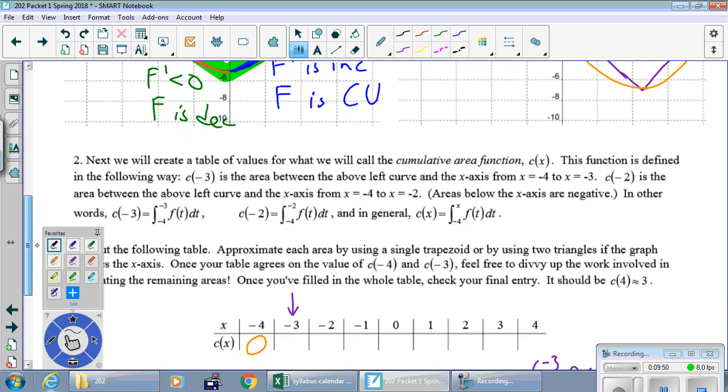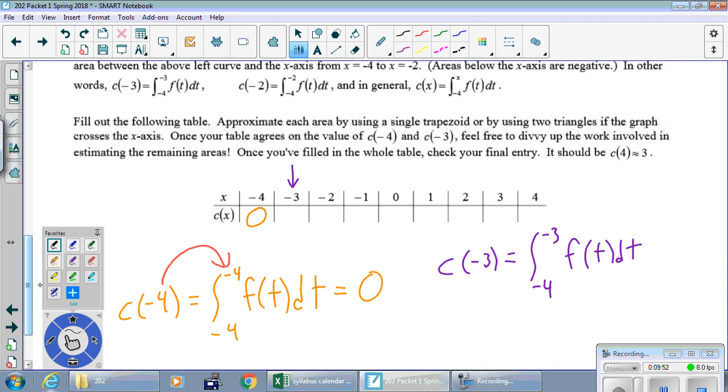So the total area there is 7. It is all positive, and that's what we're putting in here. We're just putting the number 7 because what we were after was this integral, and we know that that integral just represents the signed area from -4 to -3.